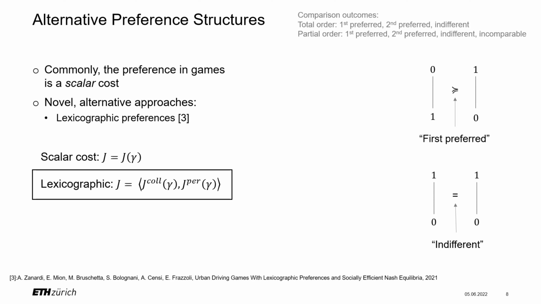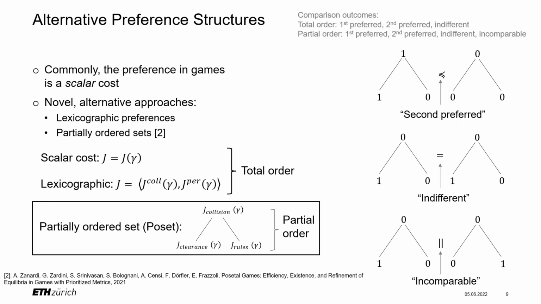And here again, we would have an outcome which is first preferred. On the bottom, instead, we would have indifferent outcomes. Also, comparing outcomes in such a way with a lexicographic preference is a total order, so we can always rank outcomes from the best to the worst. And finally, what we're using here are partially ordered sets, which I already showed a bit earlier.